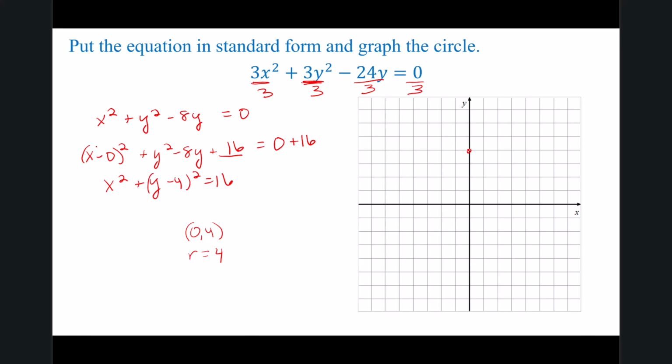So I'll graph the center first at 0, 4, and then the radius is 4. So I will go up 4, right 4, down 4, and left 4, and draw the circle. Now, hand-drawn circles will never look as good as the computer-generated circles, but if we have the center and those 4 points, then we know what we mean.